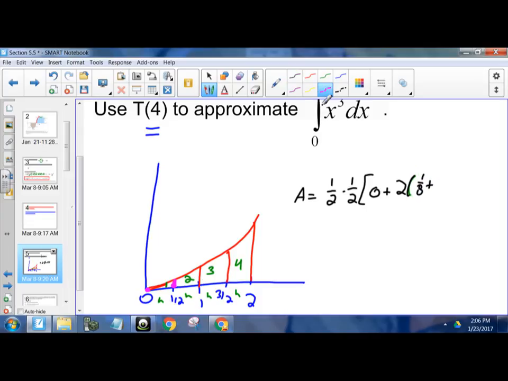Plus, next one. This is my right base in my trapezoid 2, my left base in my trapezoid 3. So it is being repeated also. So I have to use it. The value is 1. So I just cube 1.